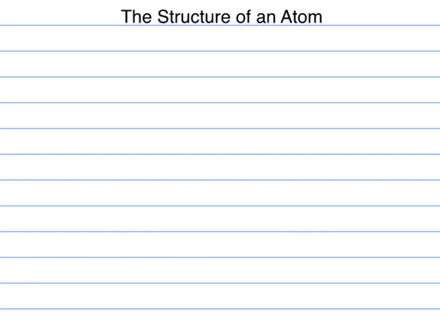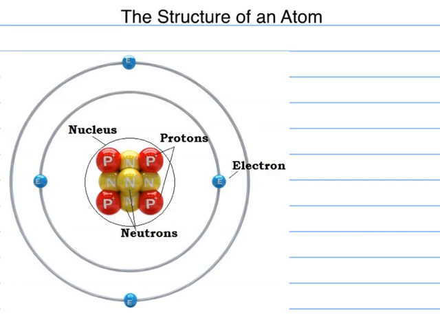The structure of the atom. Niels Bohr's model is what's currently accepted even today, and this is where we have this model. In the centre of the atom we have a nucleus, and in the nucleus we have protons and we have neutrons. Around the outside of the nucleus we have electrons, and we'll do more about the electrons in another lesson.